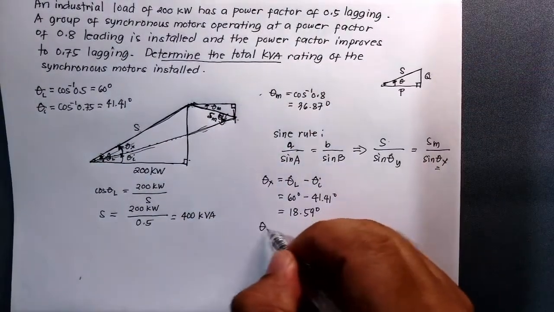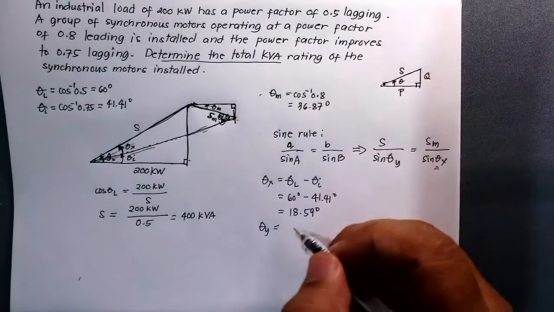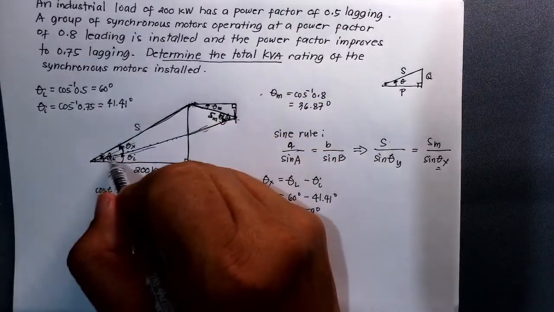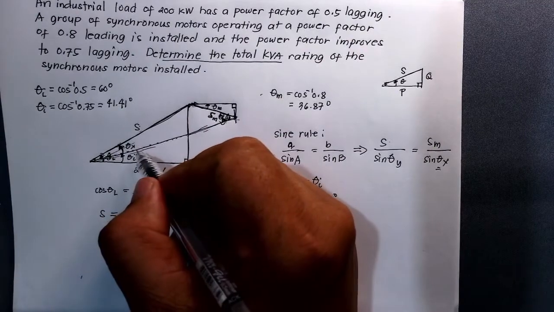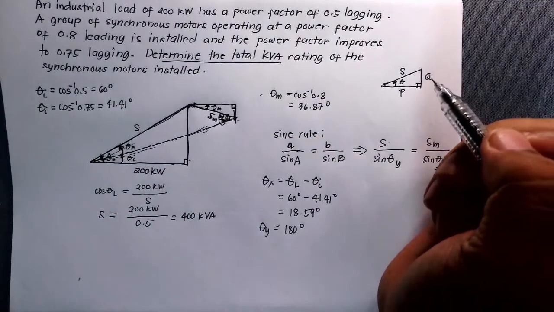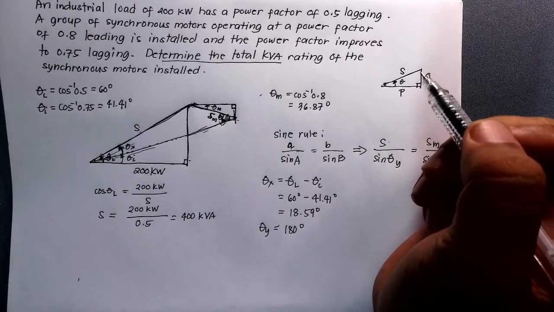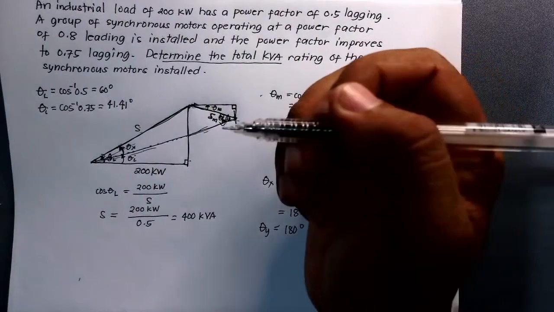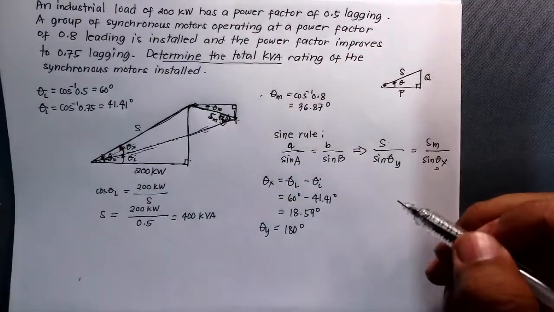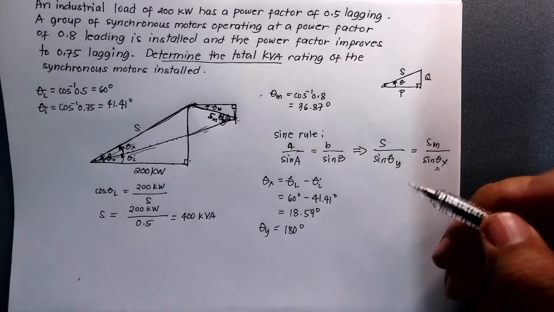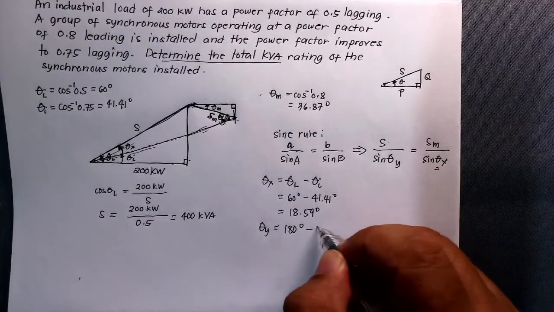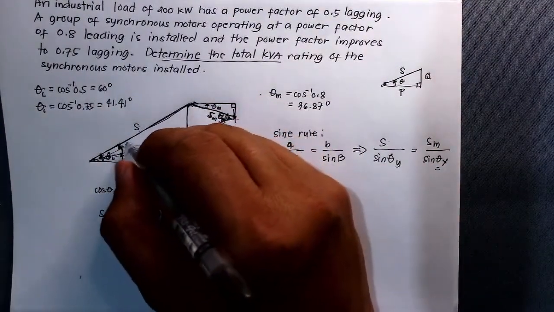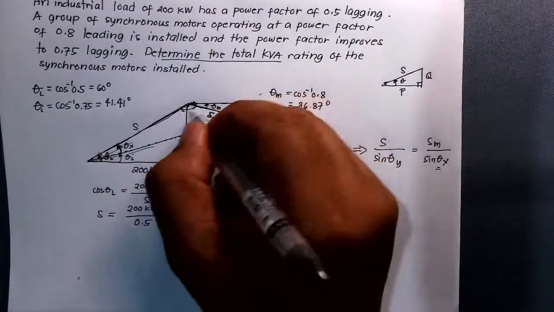So theta y, which is this part, is 180 degrees minus the angle here, theta x. So what is that theta x? You have theta x, which is 18.59 degrees. So this is it: 180 minus this angle and minus this angle. So what is the value of that angle?